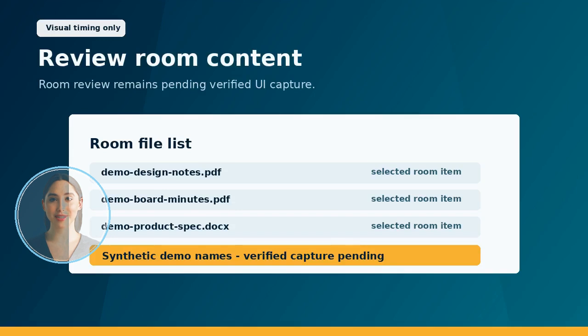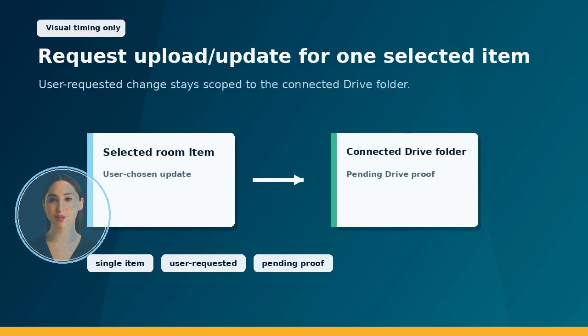Now, a room item needs to go back to Drive. Open the File menu on the selected entry and choose Sync Google Drive. DynamicMail uploads or updates that selected room item in the configured Drive folder.